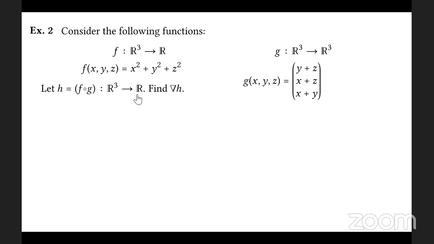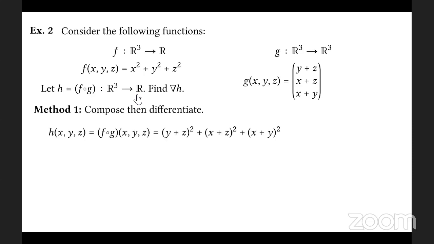Okay, so this one now is we have f from R3 to R, and g is from R3 to R3. And f compose g, I'm going to call that function h. It takes in whatever g takes in, so it takes in a three-dimensional vector, and it outputs a real number. And we're going to find the derivative of h, and the derivative of h, a function from R3 to R, is its gradient, right?